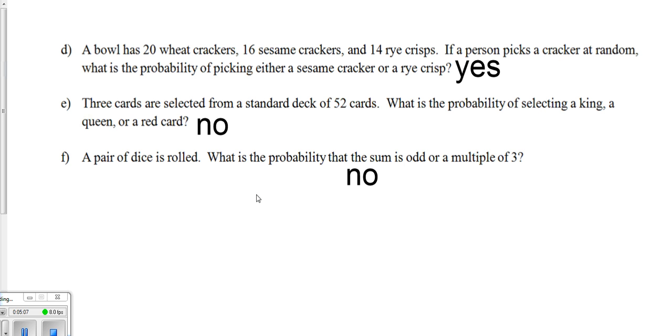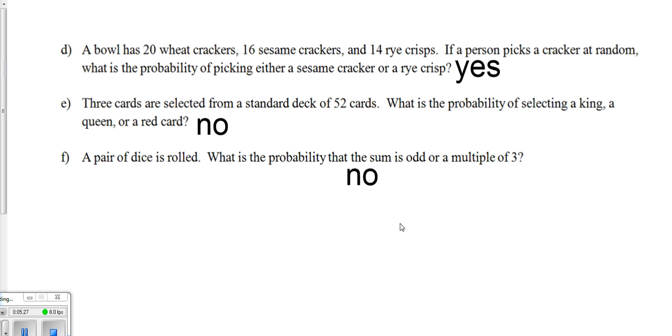If you rolled 2 die and you wanted them to add up to something, if they added up to 1, that would be odd. If they added up to 5, that would be odd. If they added up to 7, that would be odd, and so on. If they added up to 3, that would be a multiple of 3. 6 would be a multiple of 3. 9 would be a multiple of 3.